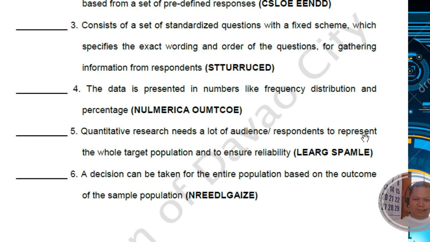And number 5, quantitative research needs a lot of audience, respondents, to represent the whole population. So it's very clear, it is large samples. And number 6, a decision can be taken for the entire population based on the outcome of the sample population that is generalized.